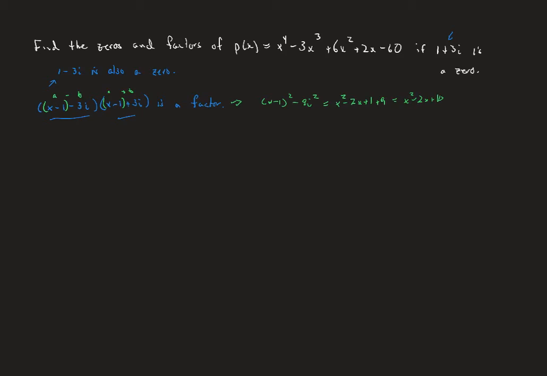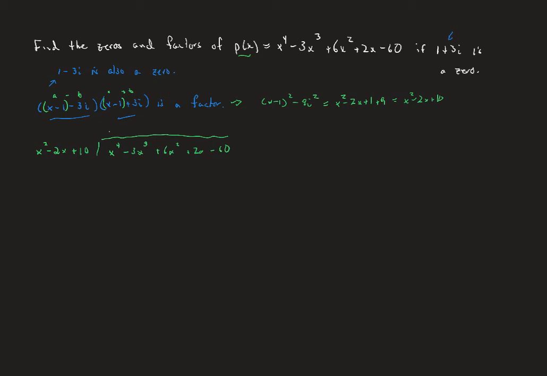Now, instead of doing the synthetic division twice, what I'm going to do is long division once with this quadratic. So I'm going to divide this x squared minus 2x plus 10 into our original p of x: x to the fourth minus 3x to the third plus 6x squared plus 2x minus 60. Now, if I do this right, and these are in fact zeros, I should get 0 for a remainder.